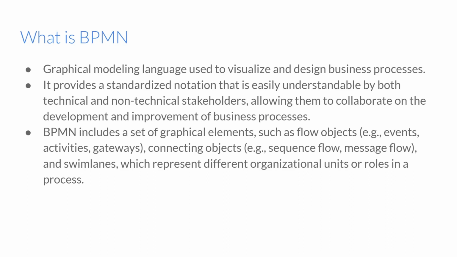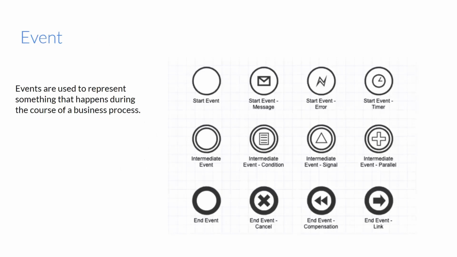BPMN events are used to represent things that happen during a business process. There are four types: start, intermediate, end, and boundary events. Start events indicate the beginning, intermediate events represent something that happens during the process, end events indicate completion, and boundary events are attached to specific activities to interrupt or trigger a new path when a certain condition occurs.